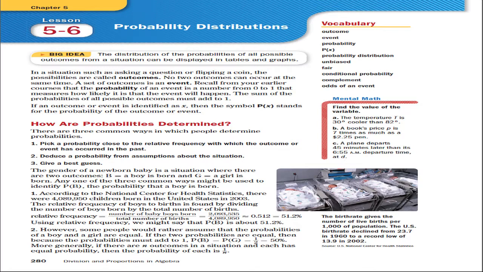Frequency is an experiment, or an event. Something actually happened and you had a frequency. Relative frequency comes from that. Okay, so we've got this discussion on how probabilities are determined.